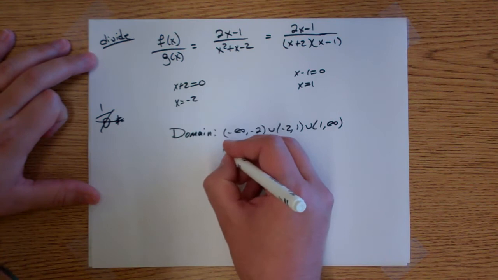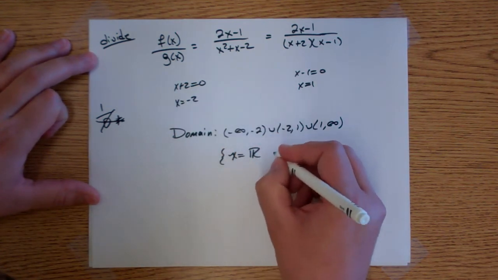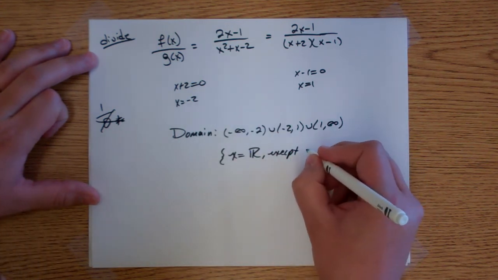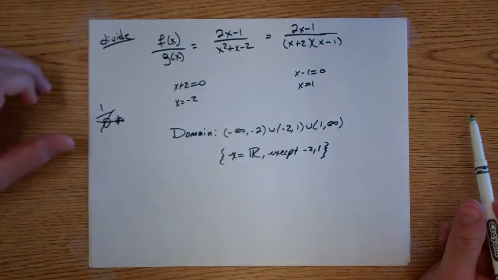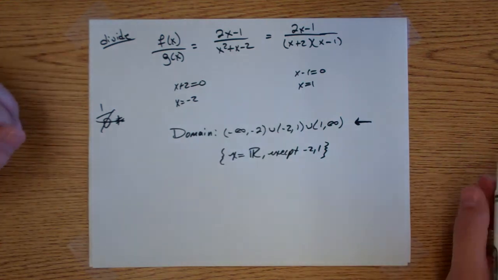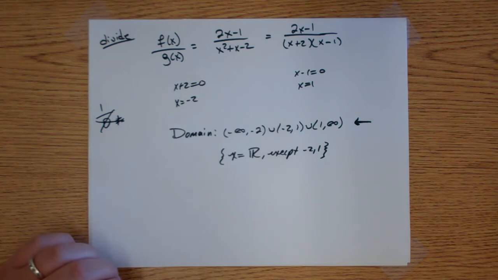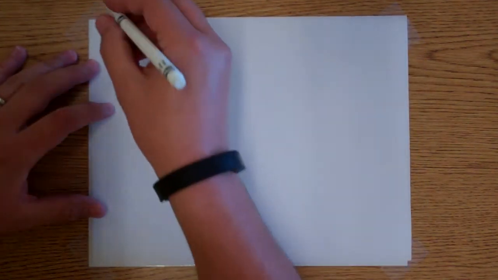You could also say something like x equals all real numbers except negative 2 and 1. Right? You could really write it either way. I'd kind of prefer you write it in interval notation though. All right. So that's it for combining functions. Now let's look at composite functions.